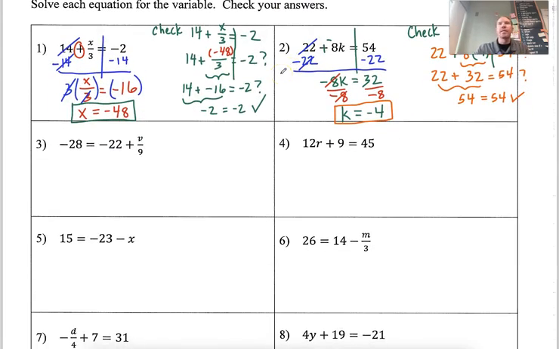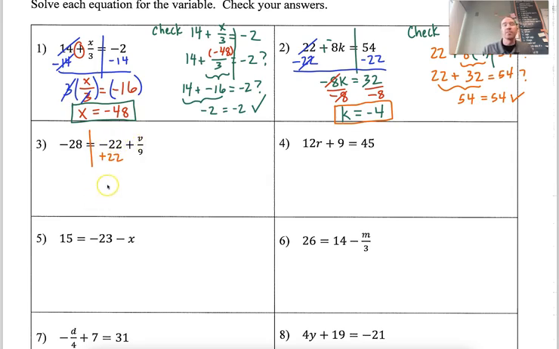All right, looking at number 3 now. Negative 28 equals negative 22 plus v over 9. So I'm not worried about the negative 28. Again, I'm going to try to cancel the addition or subtraction first. And this is where you might say we're adding, so should we cancel with subtraction? Well, you could, but I would subtract a negative 22. I would take away the negative 22. And we know that subtracting a negative 22 is the same as adding a positive 22. So I'm just going to add 22.